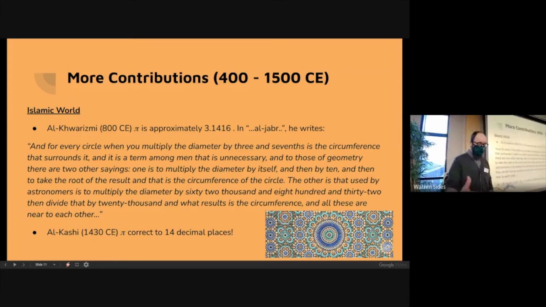The first one, multiply the diameter by itself, and then by 10, and then take the root of the result, and that is the circumference of the circle. An estimate for pi is the square root of 10. It's like 3.16 something. That's pretty close, too. It's not right, but square root of 10. Sure, why not? And then finally, the other used by astronomers, this is my all-time favorite from 800 CE, by the way, it's a long time ago.